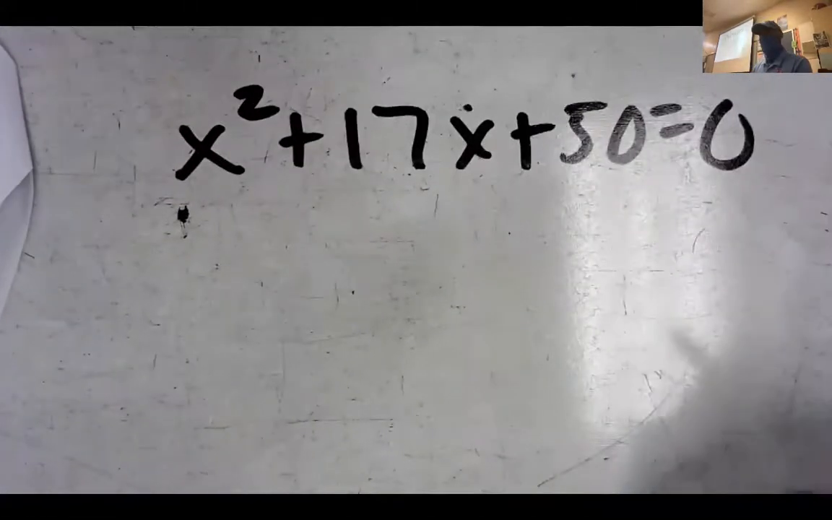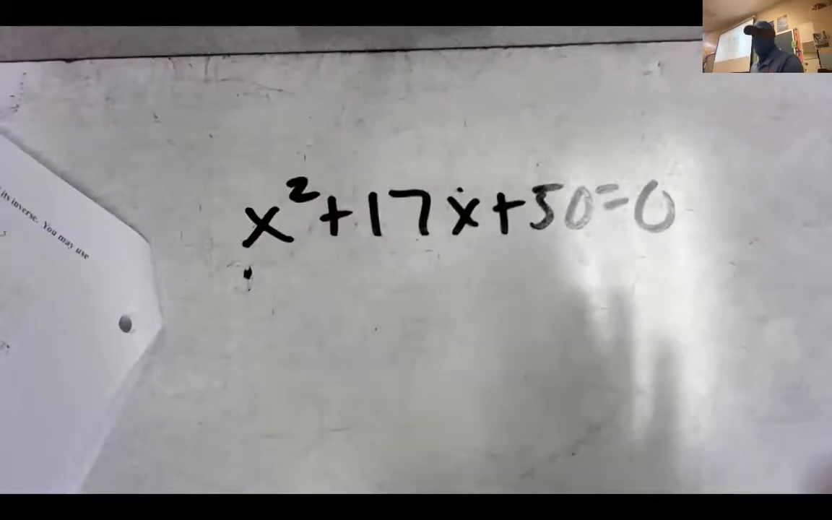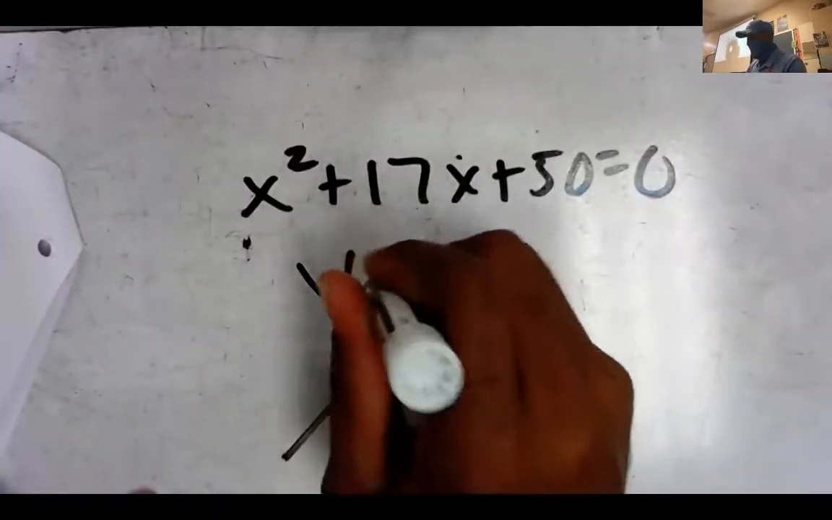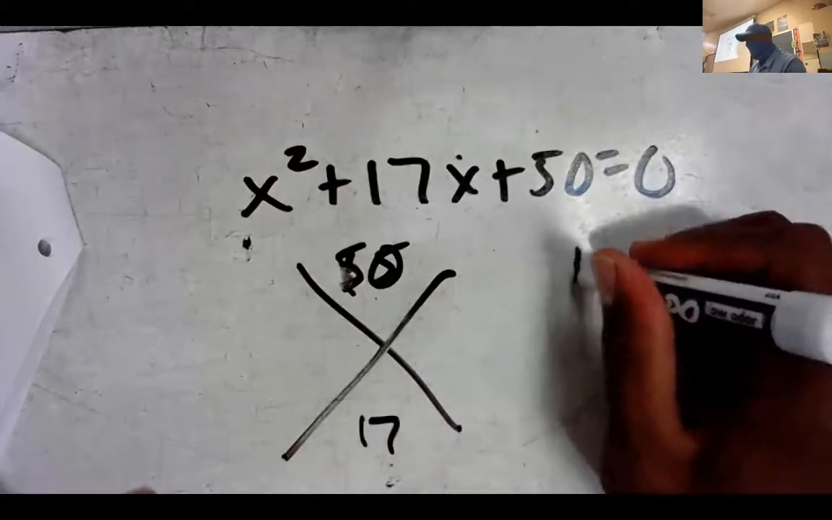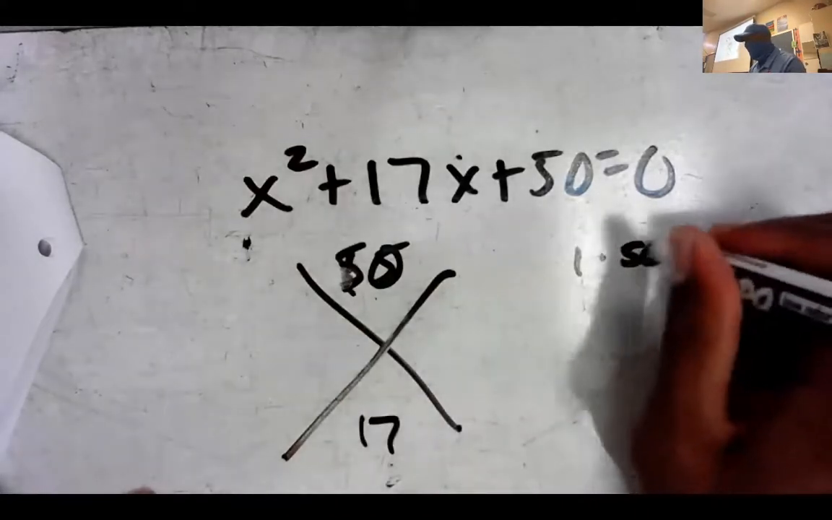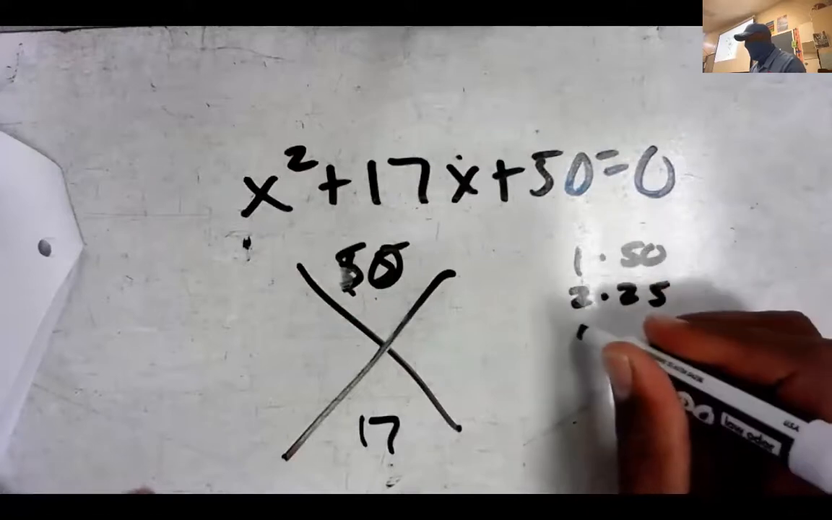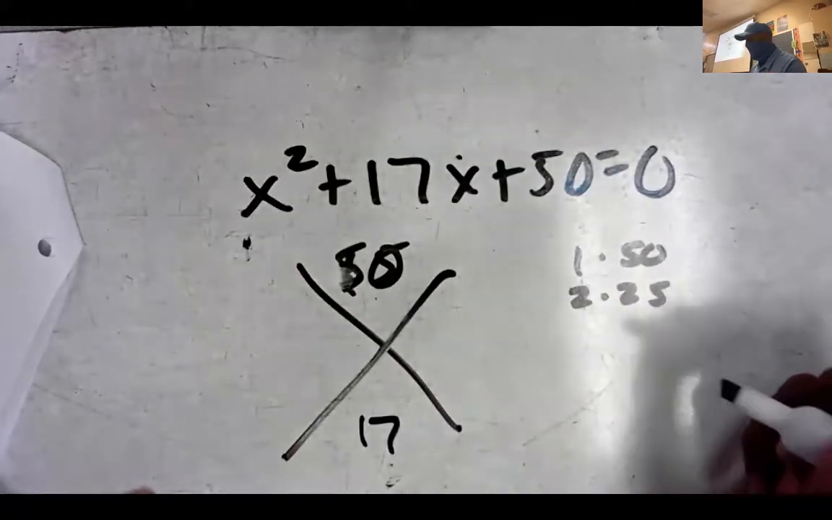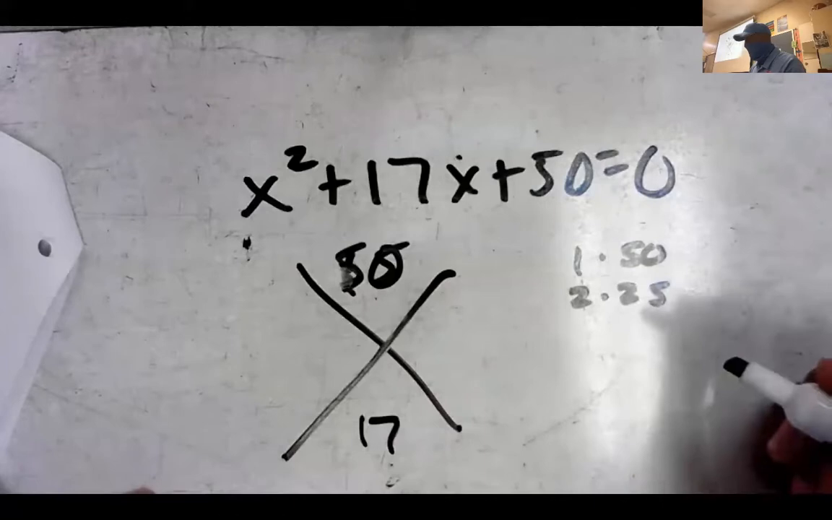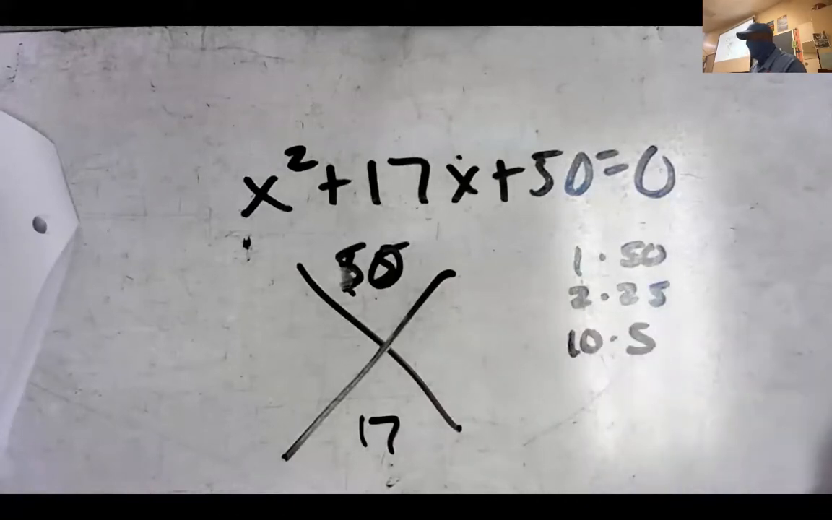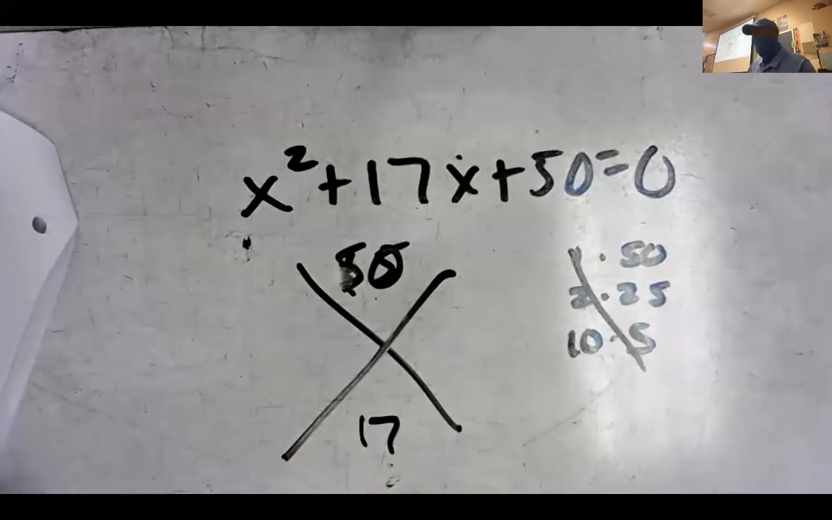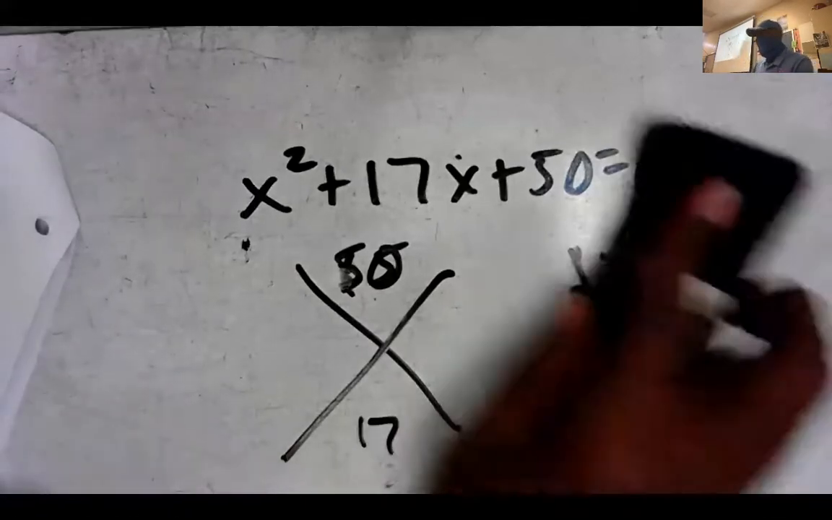And I'm doing the x. Try to figure it out. What two numbers multiply to 50 and add up to 17? So I'm going through the list. I'm like, okay, 1 times 50, 2 times 25, 3 doesn't work, 4 doesn't work, 6, 7, 8, 9, 10 times 5, that's all I can come up with. But none of these add up to 17. So it's not going to work, right? It's kind of like that one problem a couple days ago where it was not factorable.